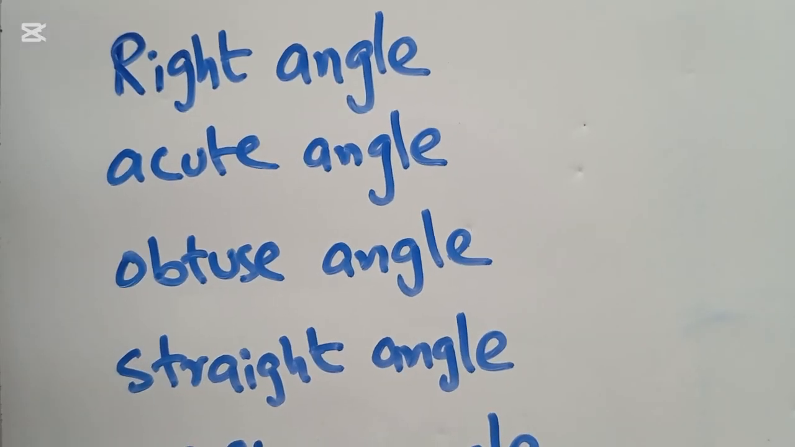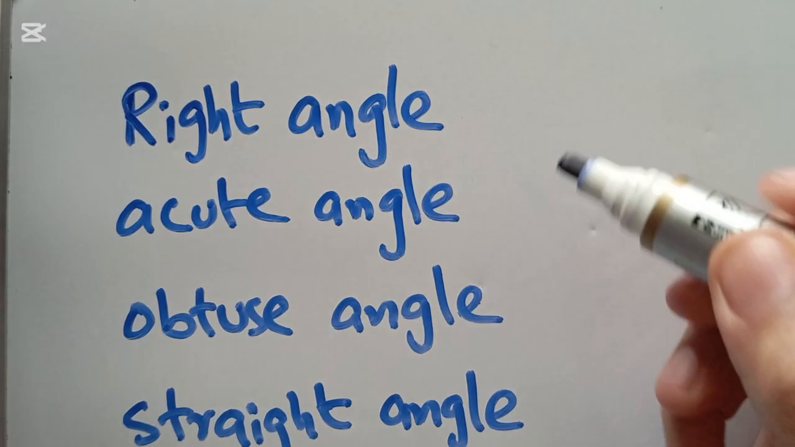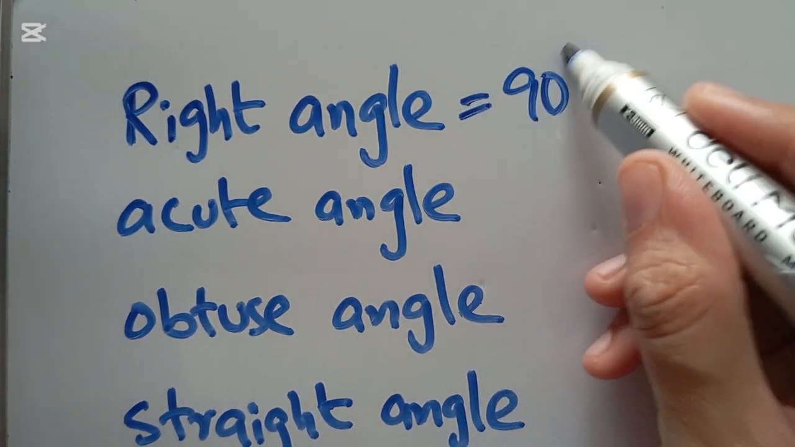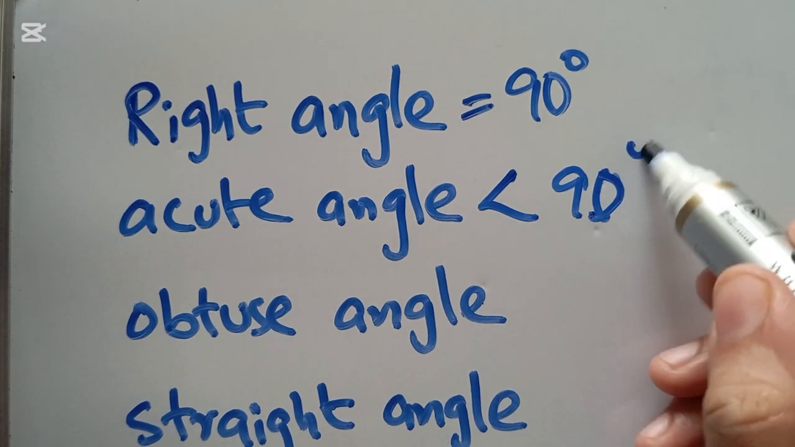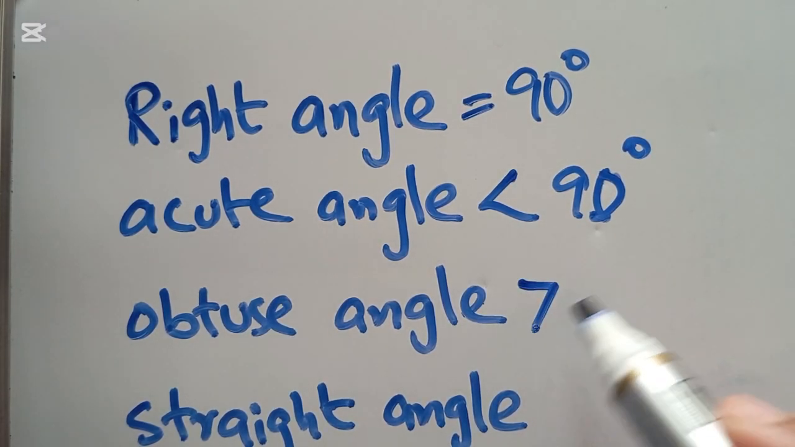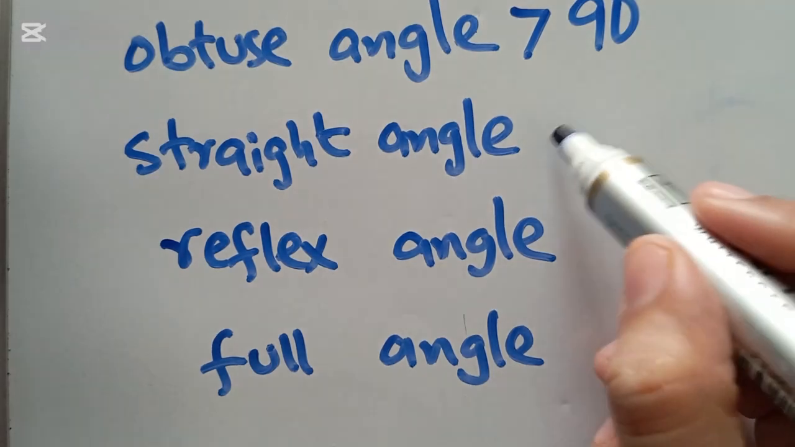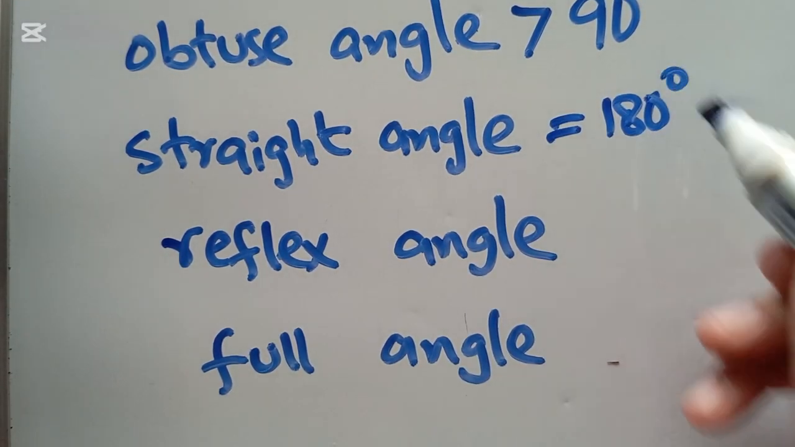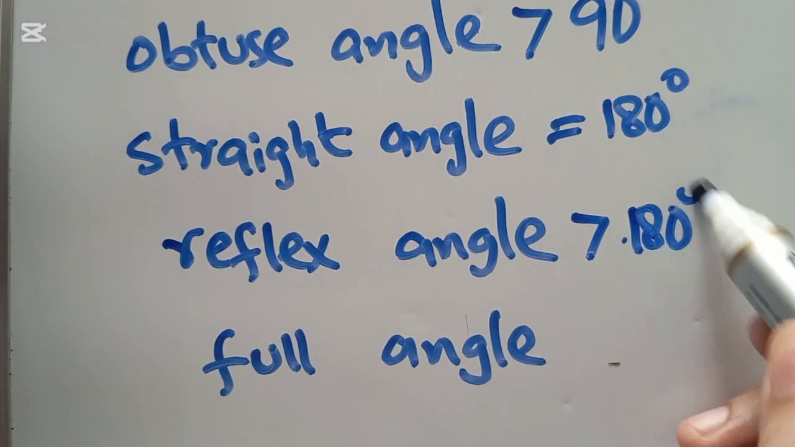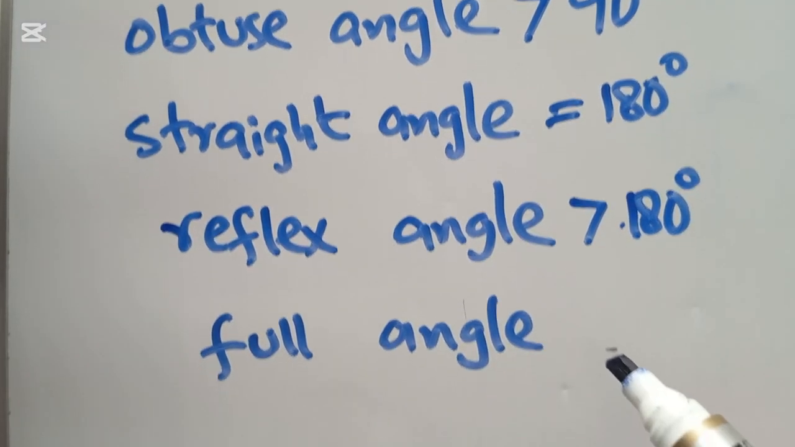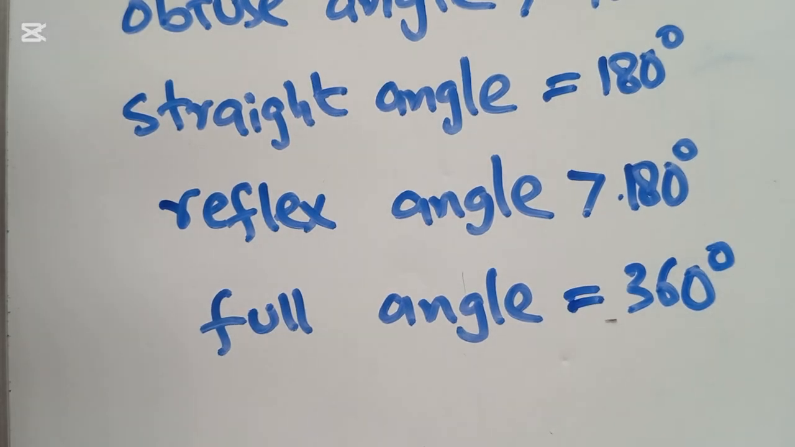So in this video we have discussed 6 different angles, starting from right angle which is 90 degrees, then acute angle which is less than 90 degrees, then obtuse angle which is greater than 90 degrees, a straight angle which is equal to 180 degrees, a reflex angle which is greater than 180 degrees and less than 360 degrees, and a full angle which is equal to 360 degrees.